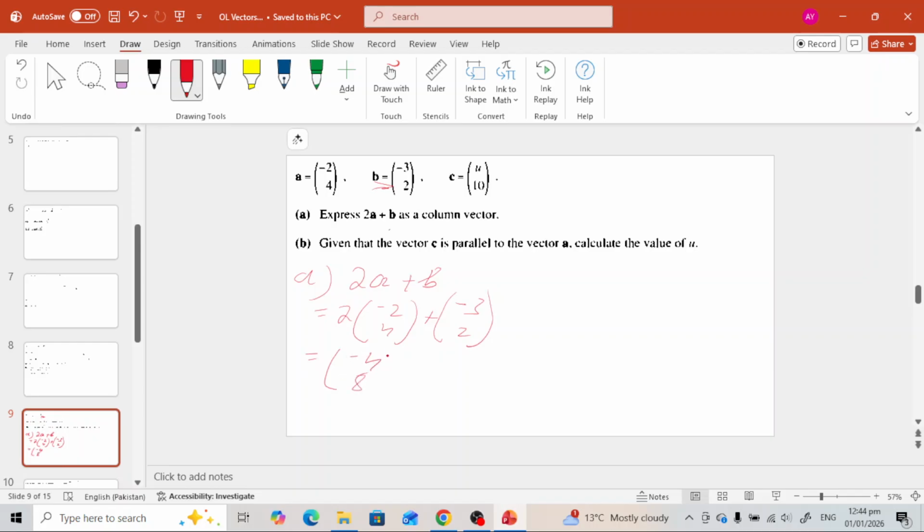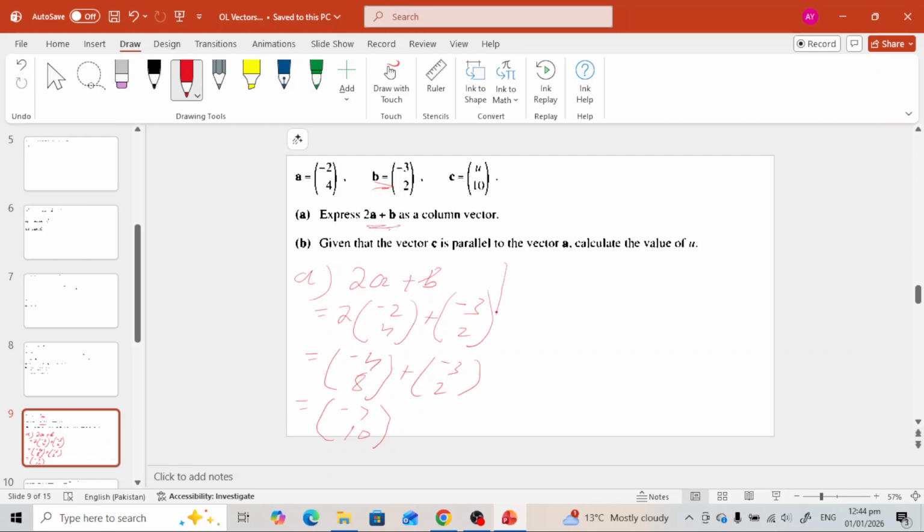(-4, 8) plus (-3, 2). Then -4 - 3 is -7, and 8 + 2 is 10. Yes, this is now in column form.